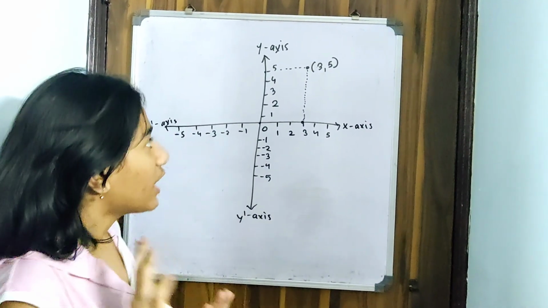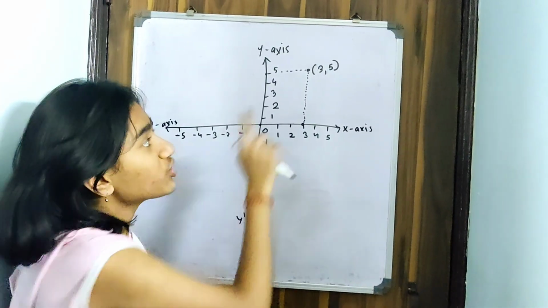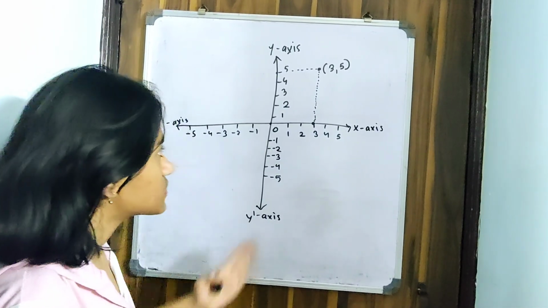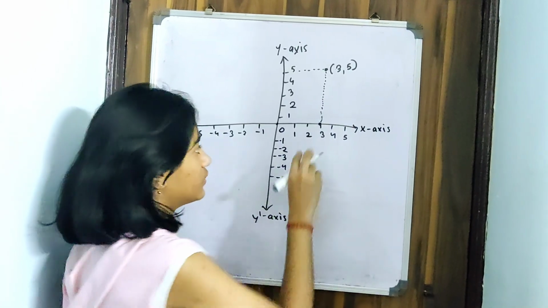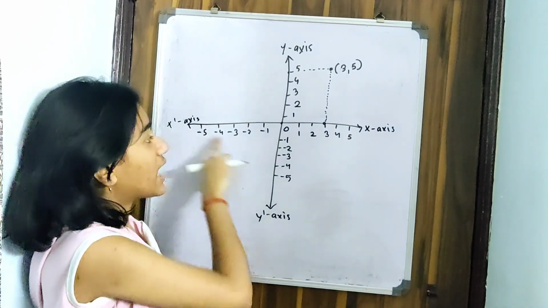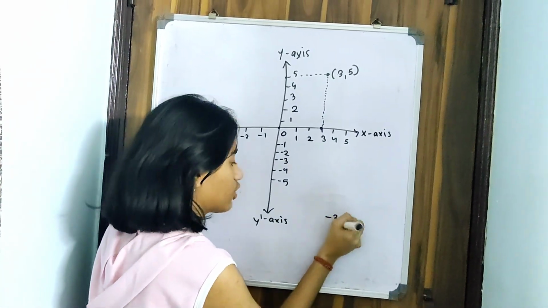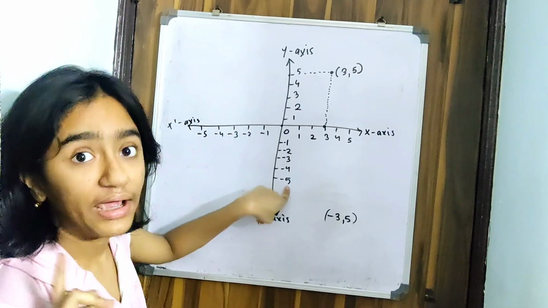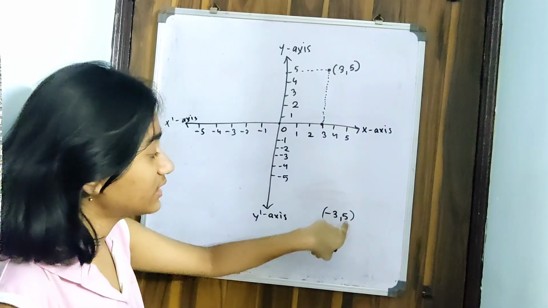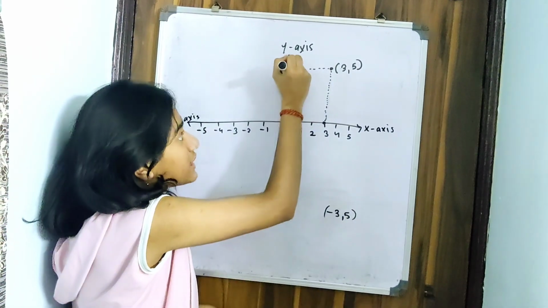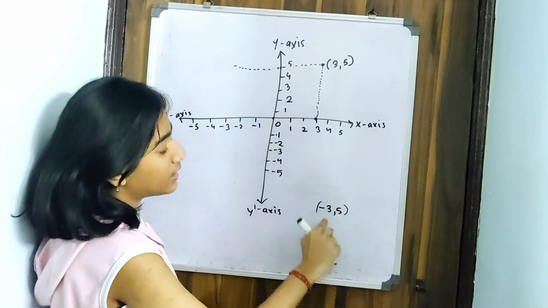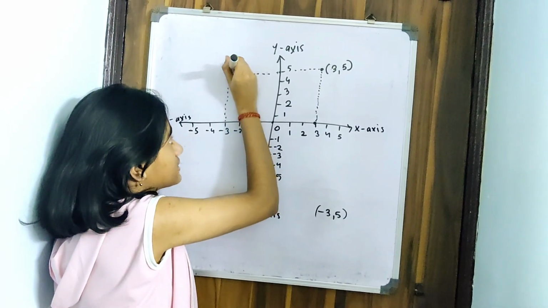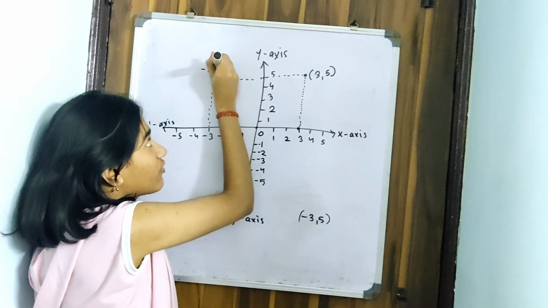Now you'll notice that I have used positive numbers here. What if I wanted to use one negative and one positive? Similarly, I am going to take the number 3, but from the negative x-axis. So minus 3, 5. Look for 5, and don't get confused, I have written plus 5 here. I'll extend this line, and minus 3 is here. I'll extend this line, and this intersecting point is (minus 3, 5).